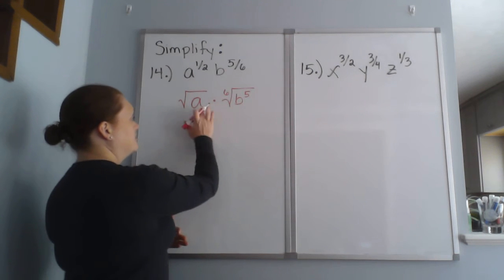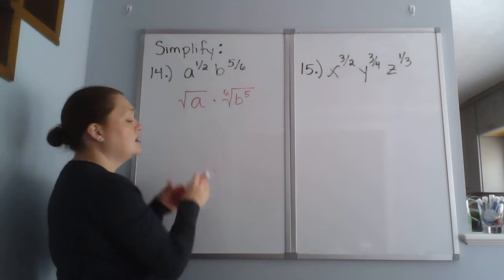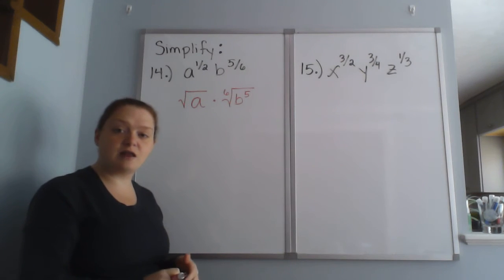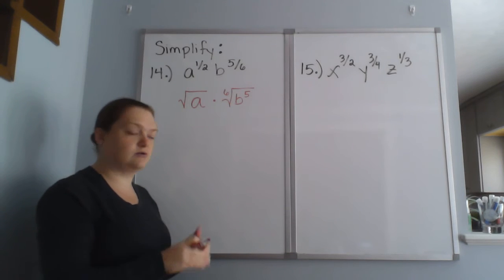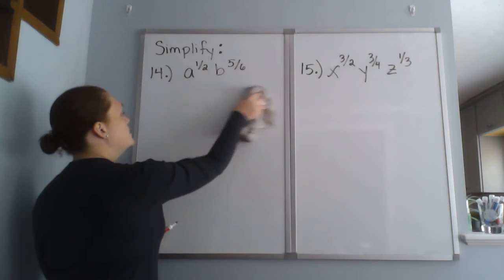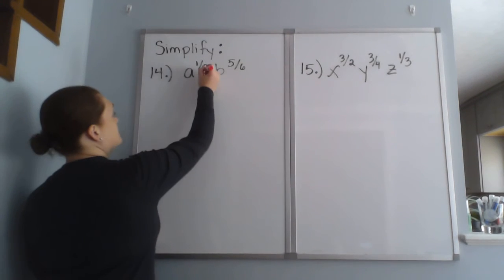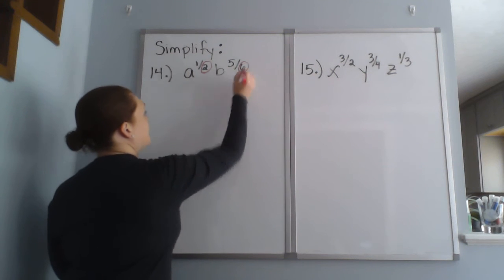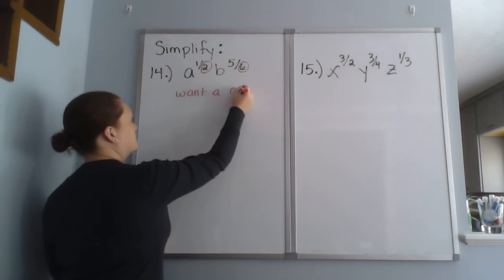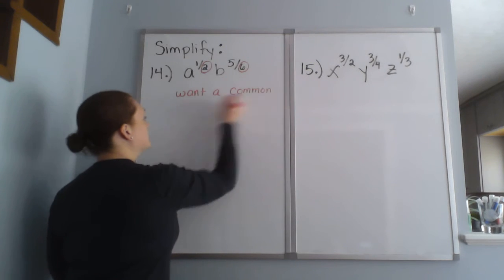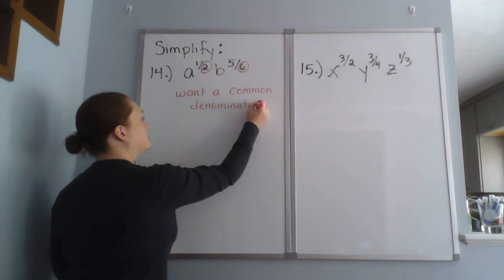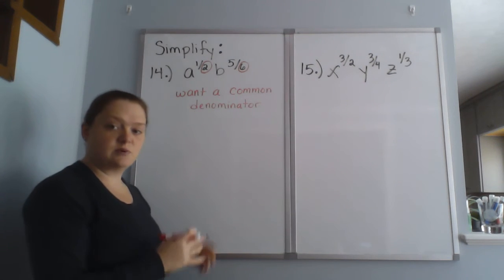So this, in radical notation, I can't do anything about it. What I can do is manipulate the fractions so that I have a common denominator, meaning they'll have the same index and they can go together. So instead of going straight to radical notation here, I want to make the denominators the same, because then they'll have the same index. So we want a common denominator, because a common denominator means we have the same index, okay? So we can make one radical.